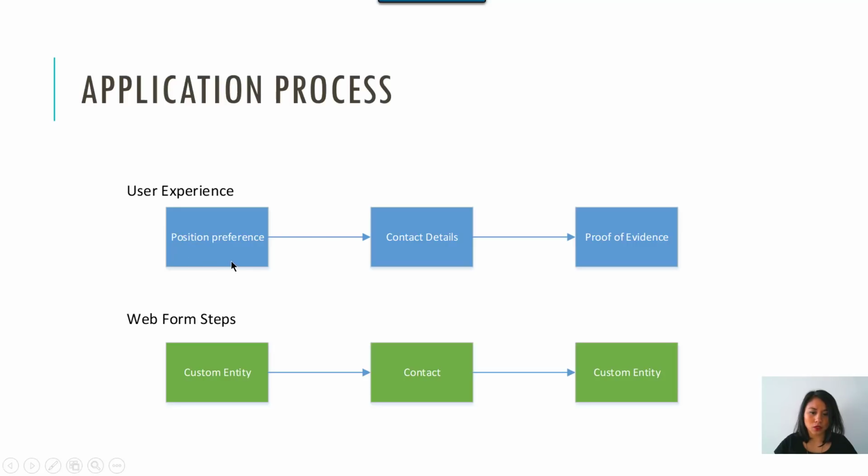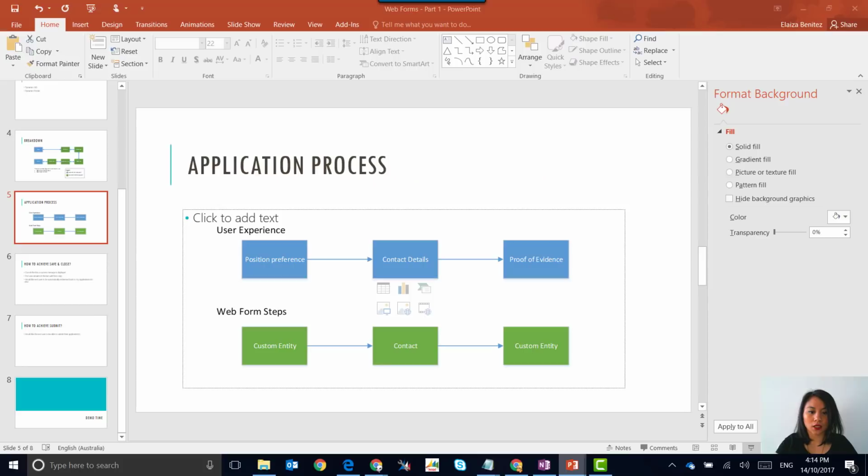So again, if I just simply go back to my PowerPoint, in here, this is the first web form step. So you supply the position that you're applying for, and this is linked to my custom entity of program. And then the second step will be supplying contact details, which is the contact entity. And then the proof of evidence, which is the last step in the application process, is linked to, again, a different custom entity that I've created.